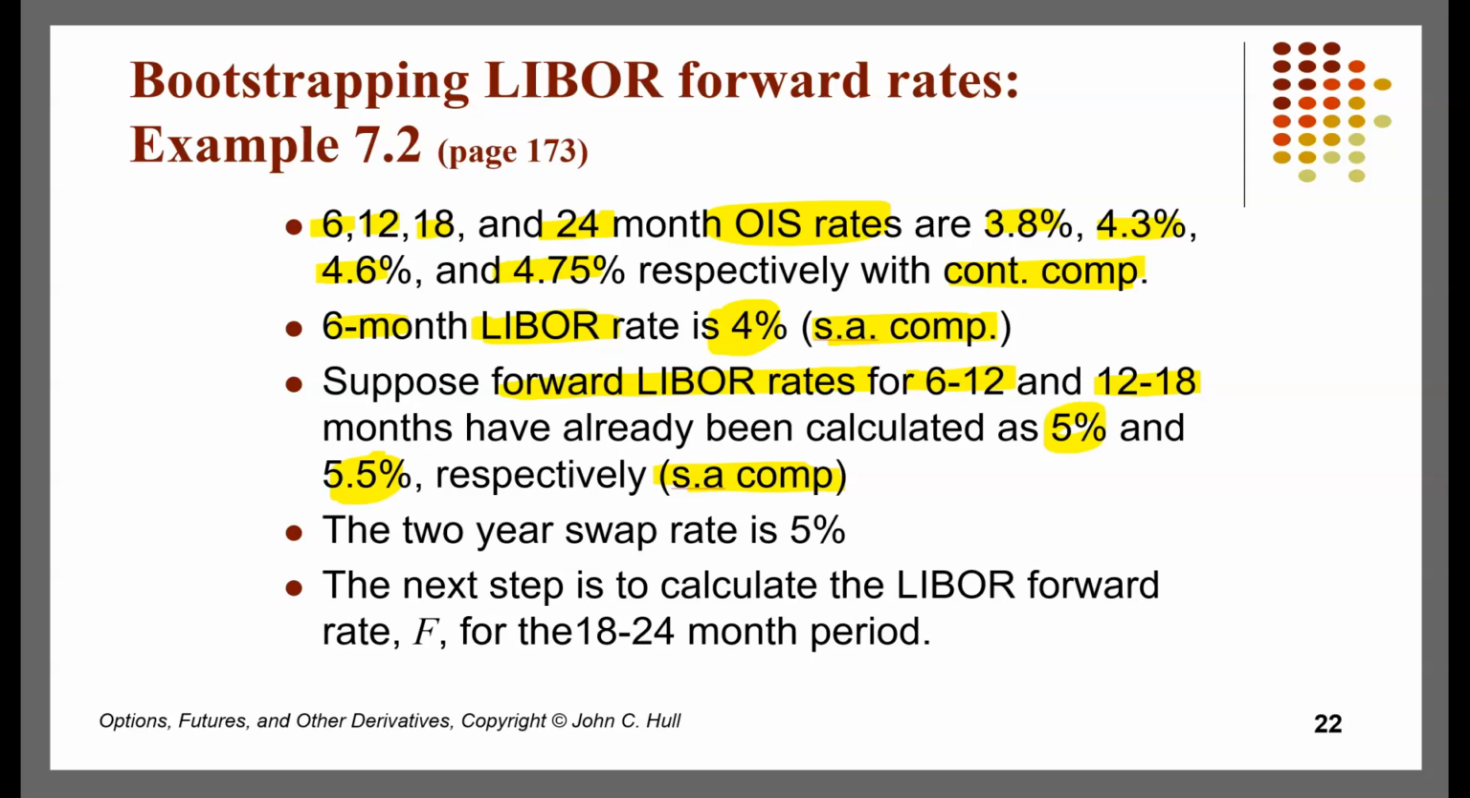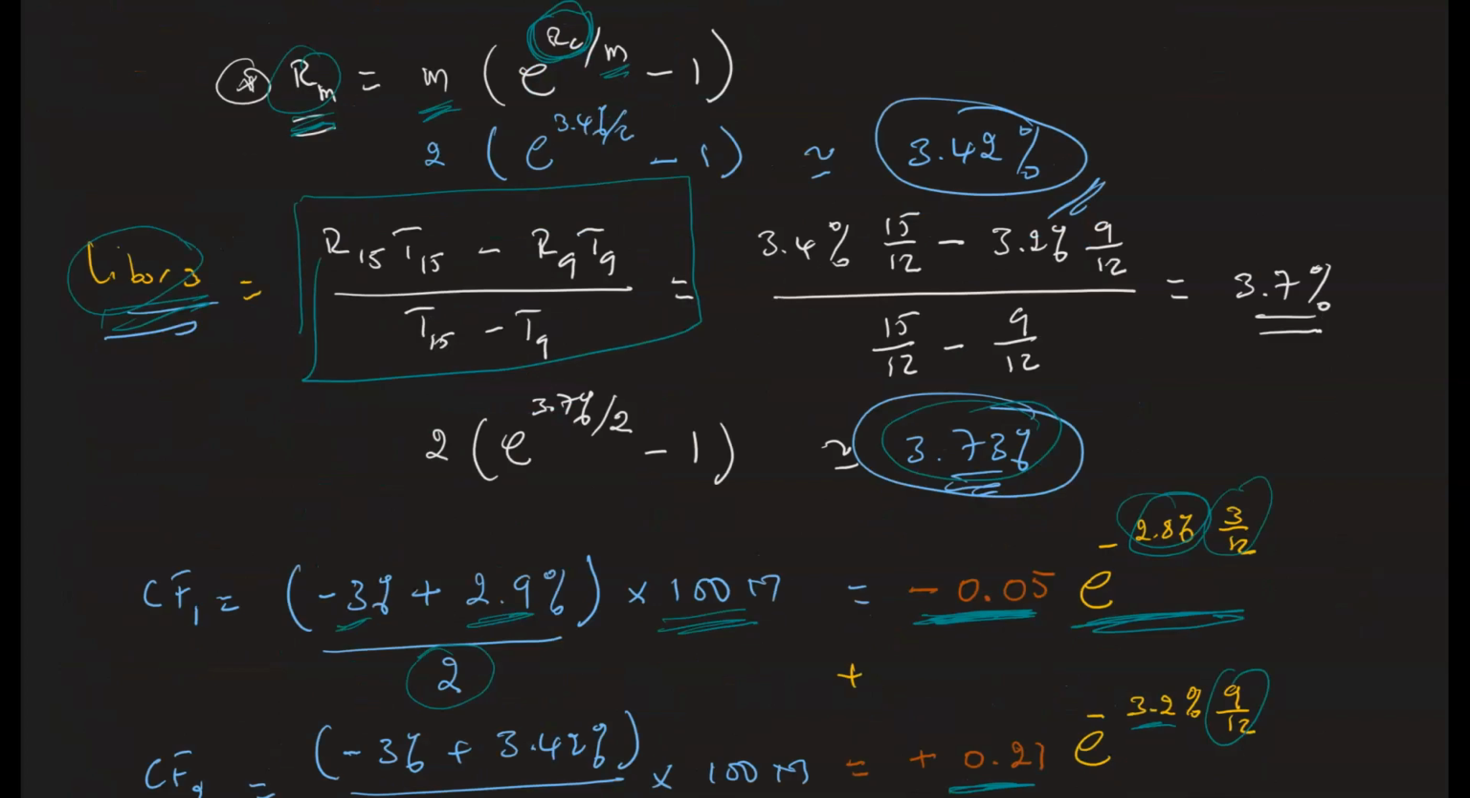We are also told that the 2-year swap rate is at 5%, and we are asked to find what the LIBOR forward rate, which we're going to label F, is for the 18 to 24 month period. All right, let's get this together. Let's collect our data and get started with working on this.